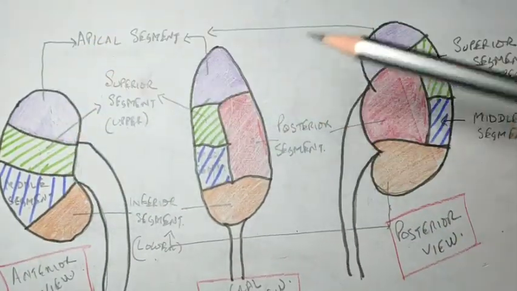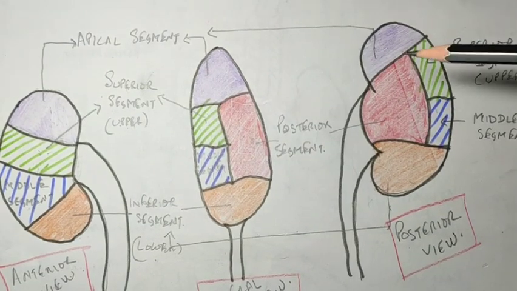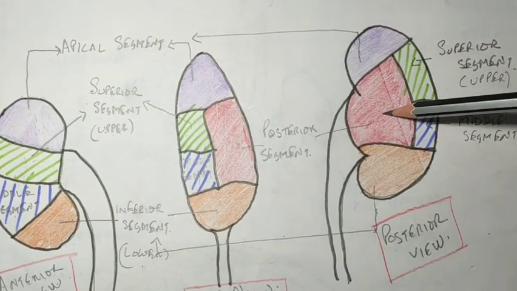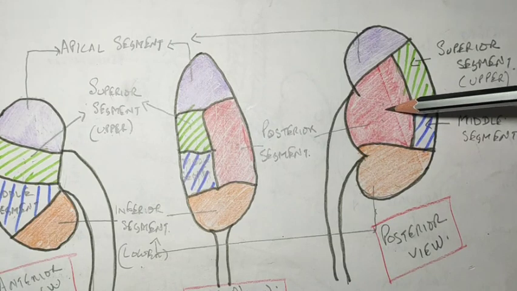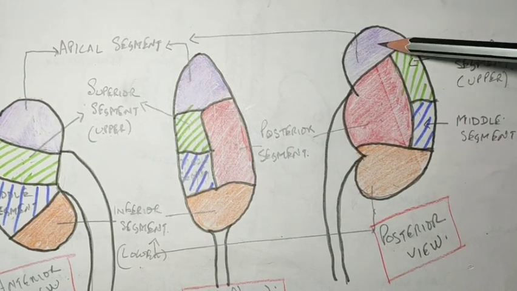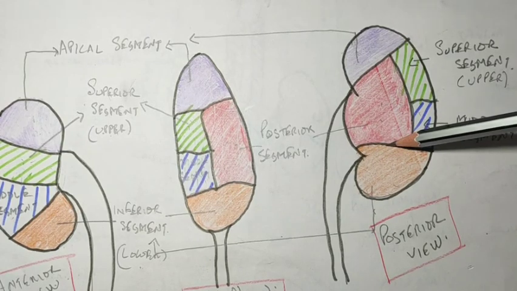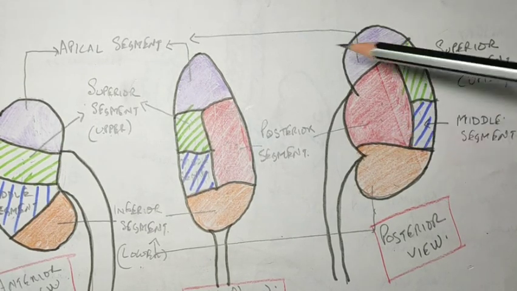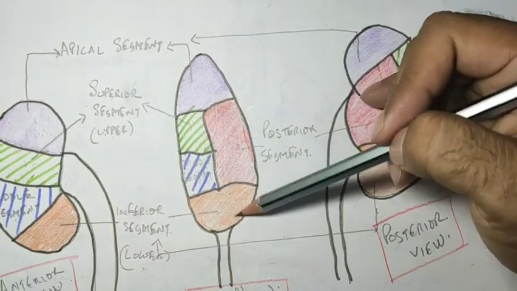The posterior segment consists of the whole of the posterior aspect of the kidney. So this is the posterior view of the kidney. So it will consist of the whole of the posterior aspect of the kidney between the apical and the lower segments. Okay. So these are the 5, and this is the lateral view also.